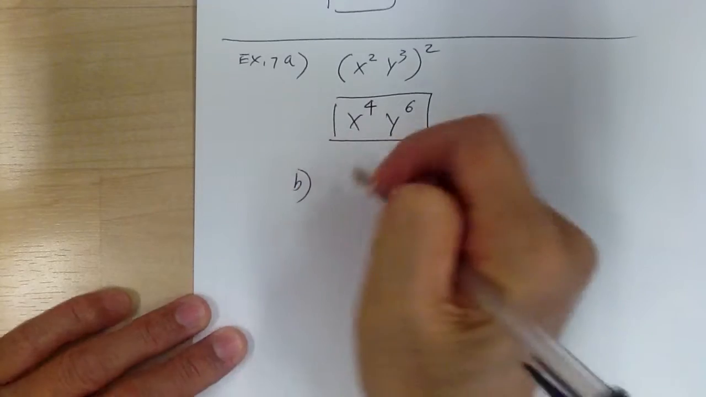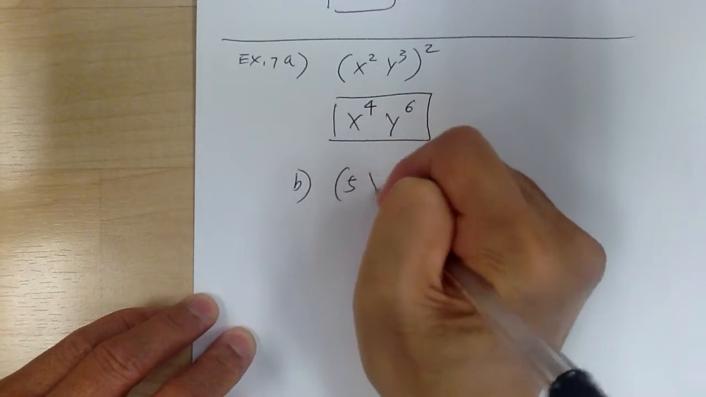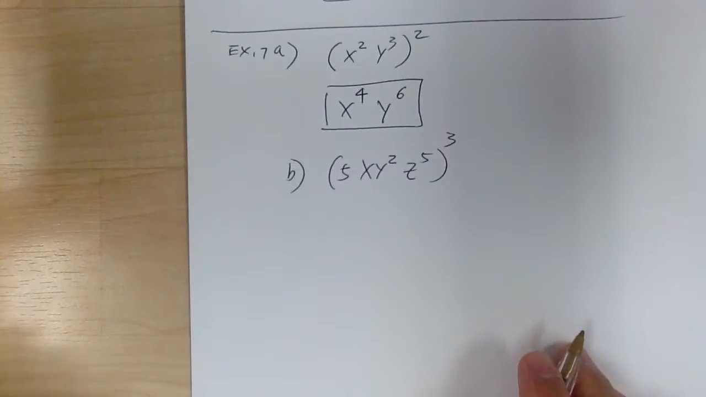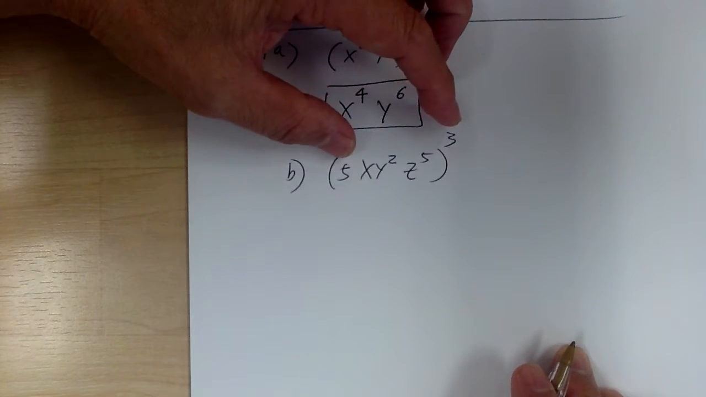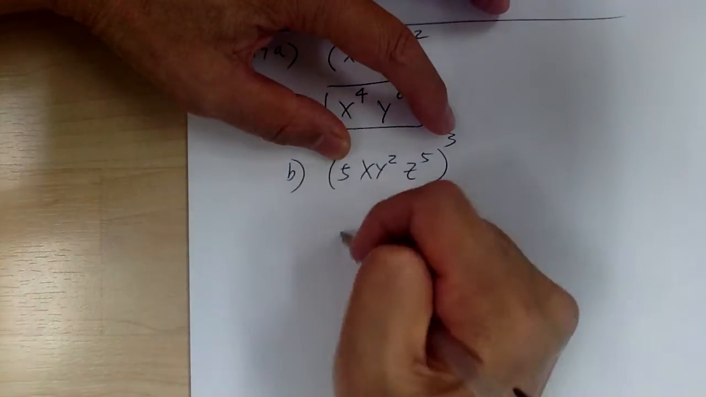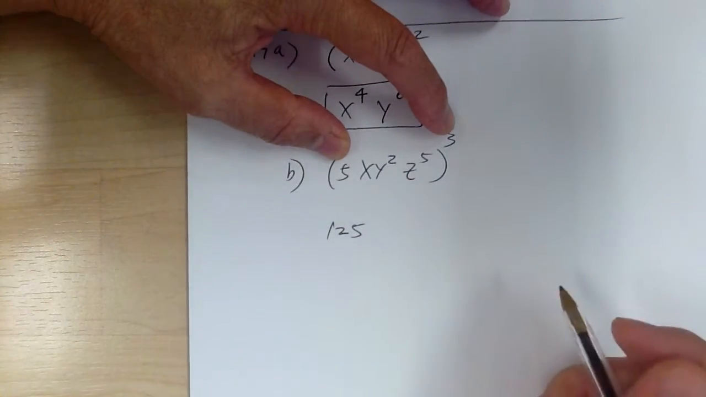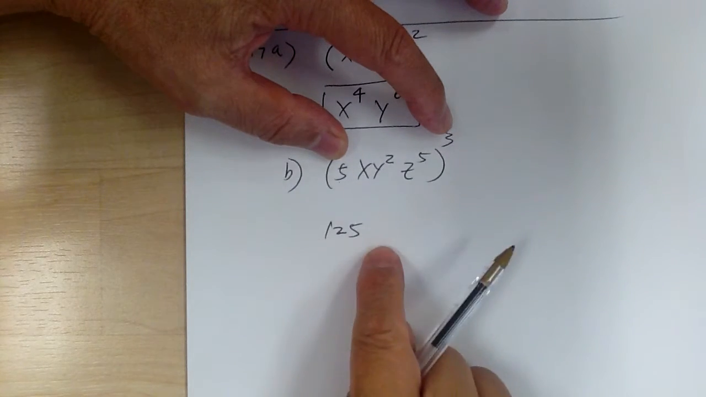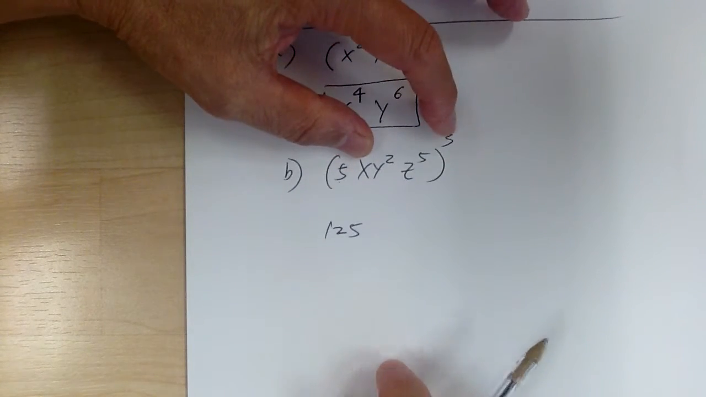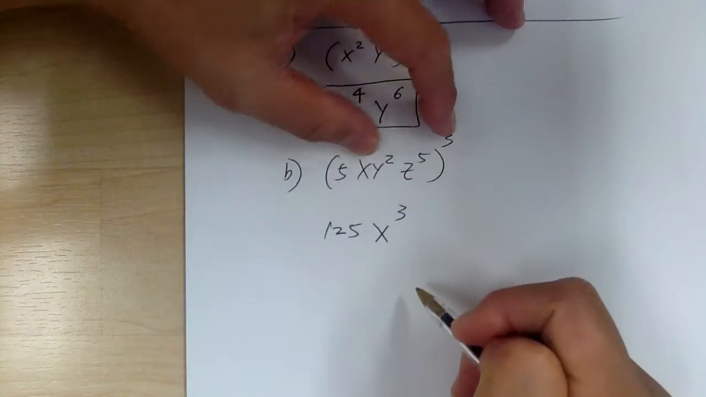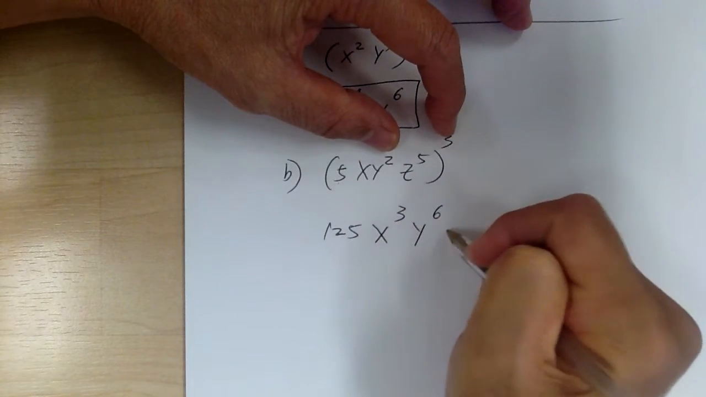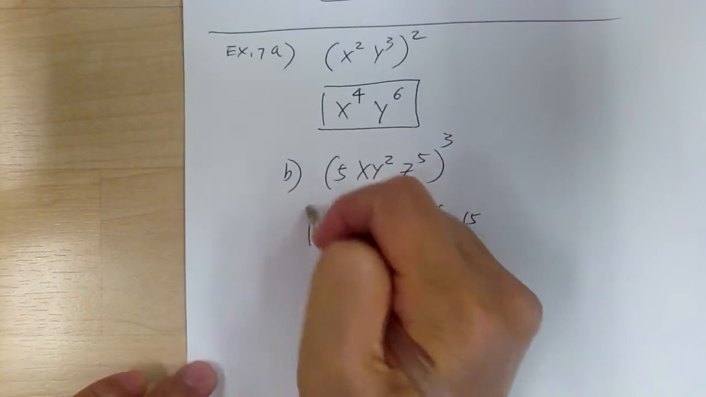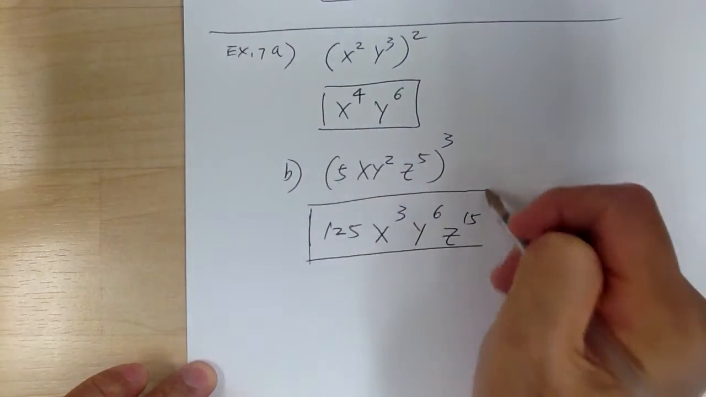Now let's go to B. You have 5x y squared z to the 5, to the 3 power. Okay, so you can apply the power rule to each part. So 5 to the 3 power is 125. Now it's not 15. Right? 5 to the 3 power means 5 times 5 times 5. So it's 125. Then you go to the next part. This will give you x to the 3. Go to the next part. Y to the 6. Go to the next part. Z to the 15. And that's it. So make sure you know how to apply the power rule.